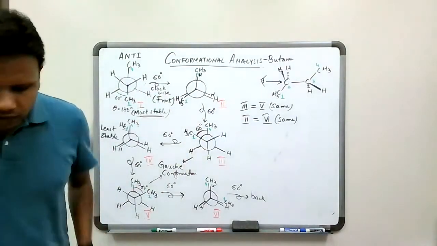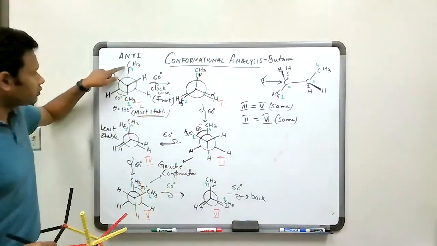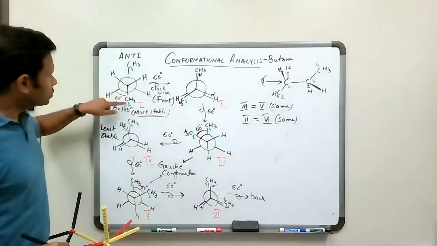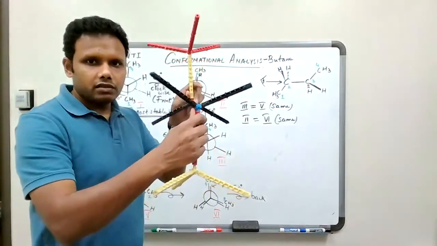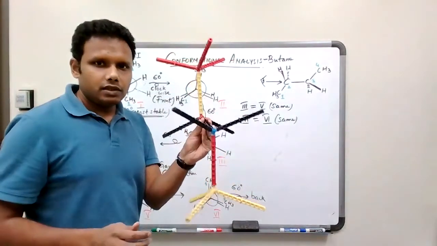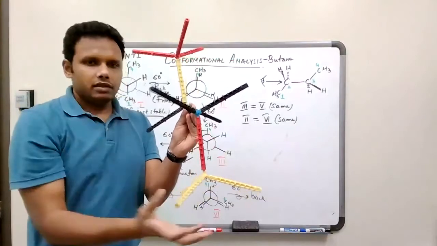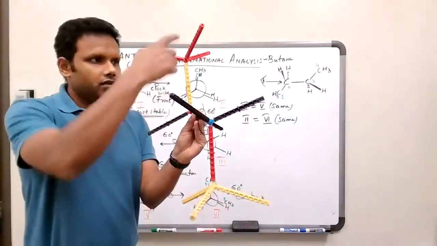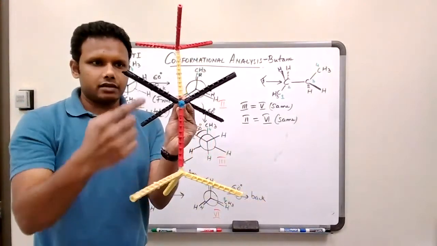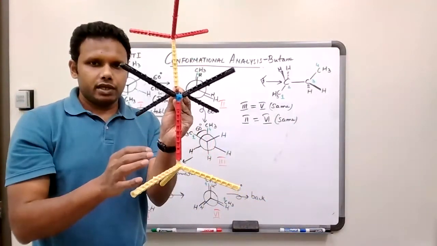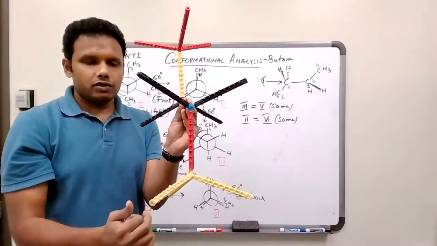So now let's look at these in a model. Essentially what we're saying is when we have butane, the first conformation, anti, is where the two methyl groups are across from each other. That means we're looking at something like this. This is the anti-conformation of butane. This is one methyl group, that's another methyl group. They are across from each other. The molecule itself is staggered. There's a 60-degree dihedral angle between all the groups. This is a staggered conformation.